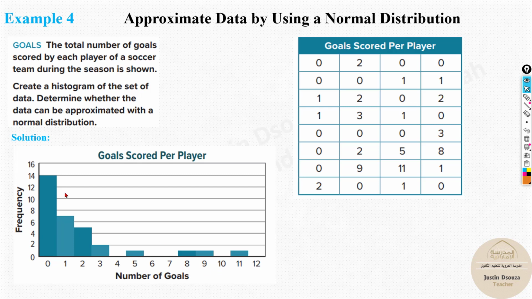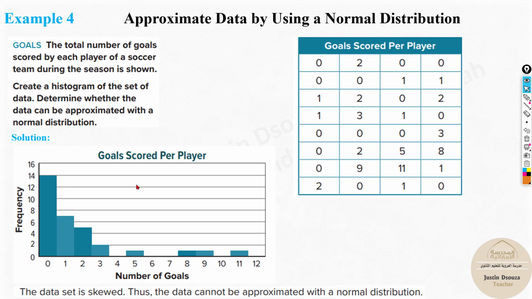So is this normally distributed? No, it is not normally distributed. So you cannot use normal distribution over here. Why? Because this data is skewed. So this is the reason we cannot use normal distribution. That's the thing.